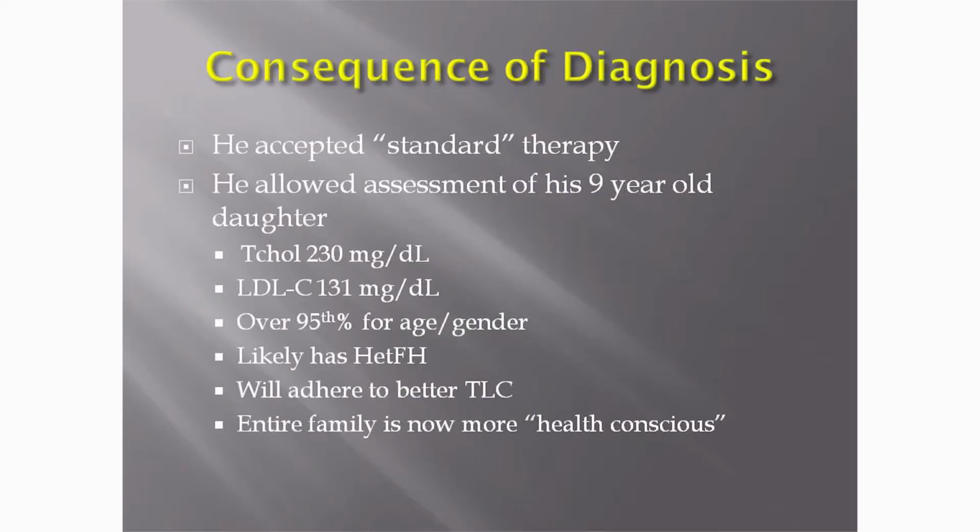So, the consequence of making this diagnosis, and don't forget we discussed the issue that this is a genetic disorder, so we made a diagnosis of a genetic disorder in him. So what did he do? He accepted our standard therapy. Instead of saying, oh no, I don't want to take that statin, it's going to make me feel sick, it's going to do bad things to me, you know, he's read on the internet all the horrible stuff that statins can do. He accepted the therapy. He sees he has the disease, he sees he has a genetic disease.